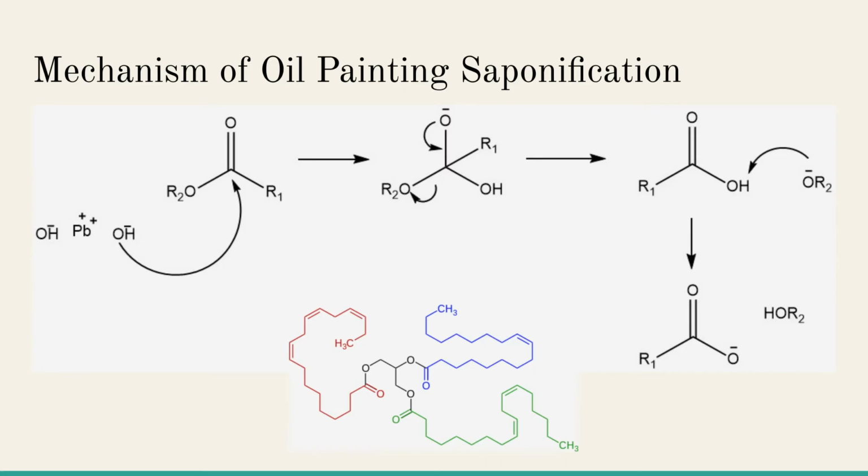Here, we have the saponification reaction between lead white pigment, which is the Pb(OH)2, and linseed oil, which is the large molecule shown at the bottom. Recall saponification is base-promoted ester hydrolysis.